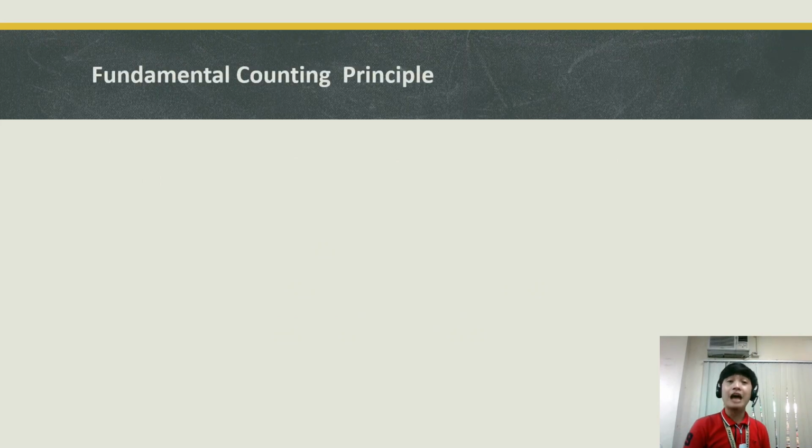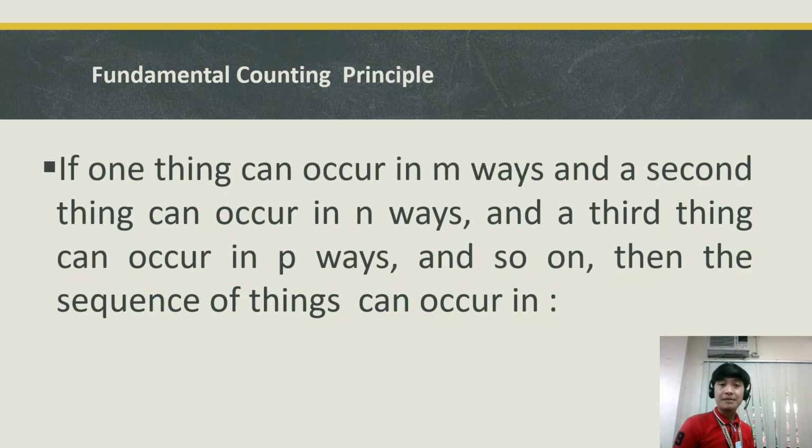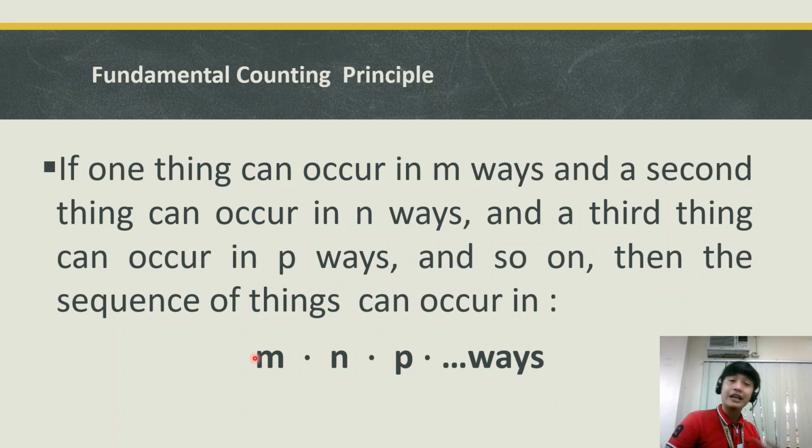Okay, this time we're going to have the fundamental counting principle. So, the fundamental counting principle is a perfect method in determining the total number of possible outcomes. Kung gusto mo lang malaman kung yung total possible outcomes, you use fundamental counting principle or also known as the FCP. So, ito po ibig sabihin yan. If one thing can occur in M ways, and a second thing can occur in N ways, and a third thing can occur in P ways, and so on, then the sequence of things can occur in M multiplied by N times P times so on and so forth ways.